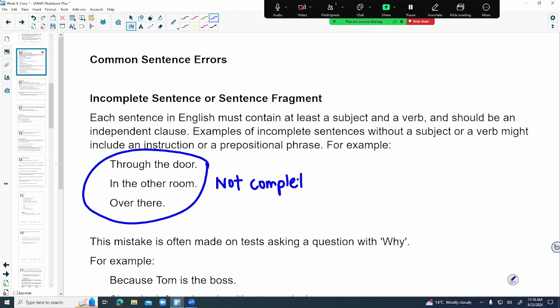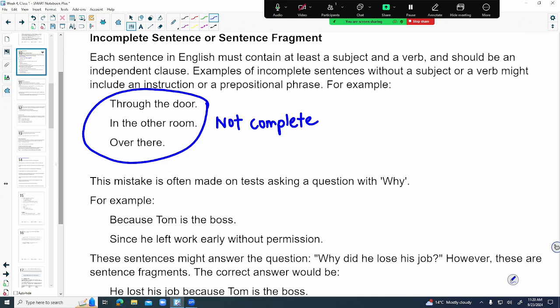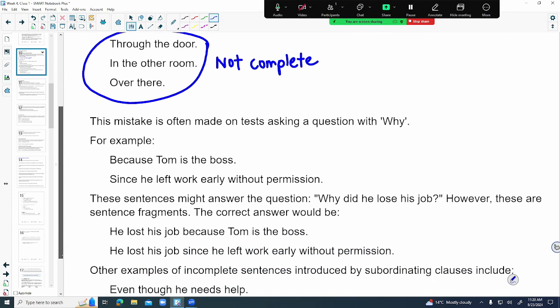Okay? Because by themselves, they don't make any sense. So if you just said through the door, what about through the door? Or in the other room? Well, what's in the other room? Over there. What's over there? It's not complete. It doesn't have a subject, and it doesn't have a complete predicate. So those are not complete sentences. So in English, when we write, we always want to make sure that our writing makes sense. So we always want to make sure that we are writing in complete sentences. So if you're answering a question on a test or for an assignment, make sure that your sentence is complete. So often, this is when we get a lot of incomplete sentences when you're answering a question.